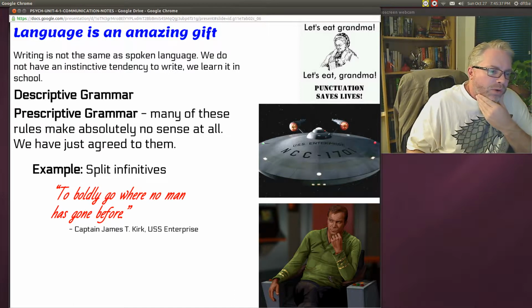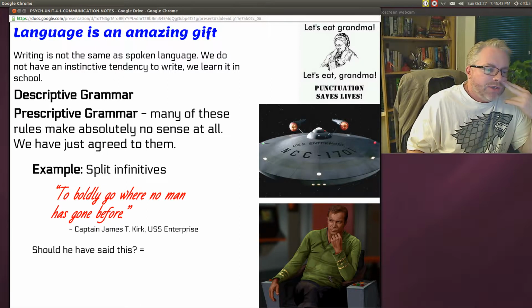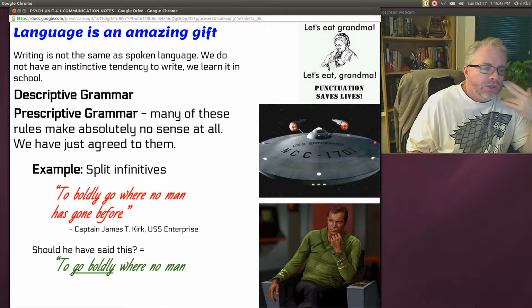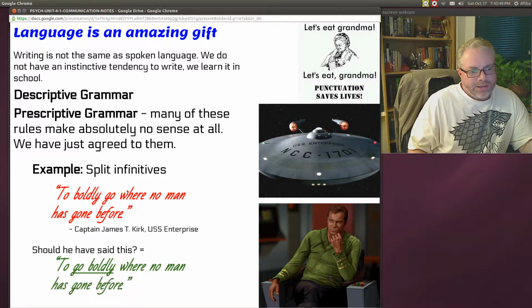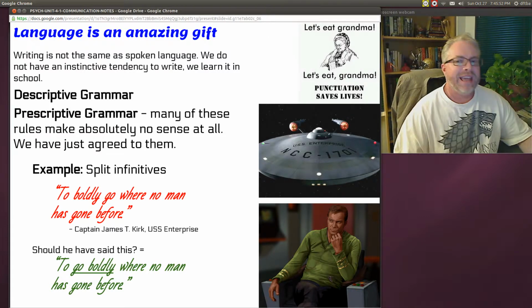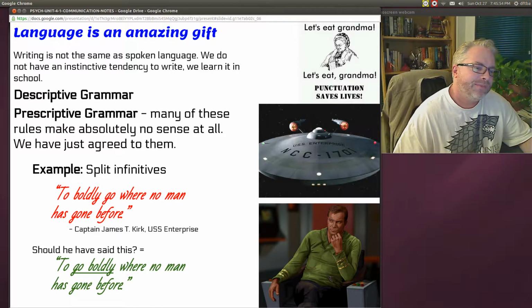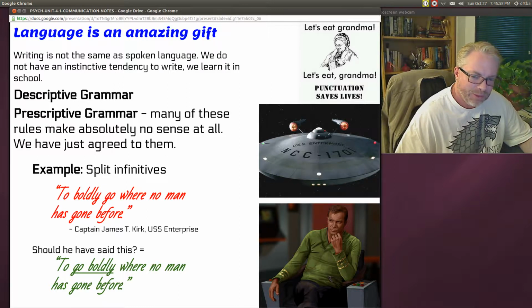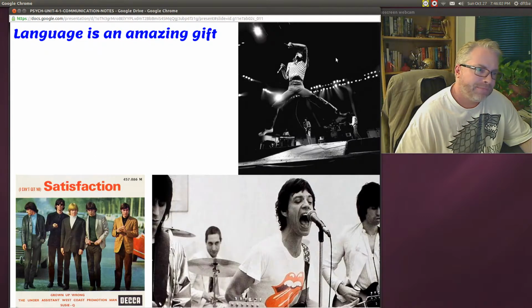And if you look at the rule for split infinitives, the prescriptive grammar rule for that, he should have said something more like this: to go boldly where no man has gone before. That seems strange now when we're looking at it in reverse. To boldly go where no man's gone before, it just seems to roll a little bit better. And I think James T. Kirk right there would probably agree.